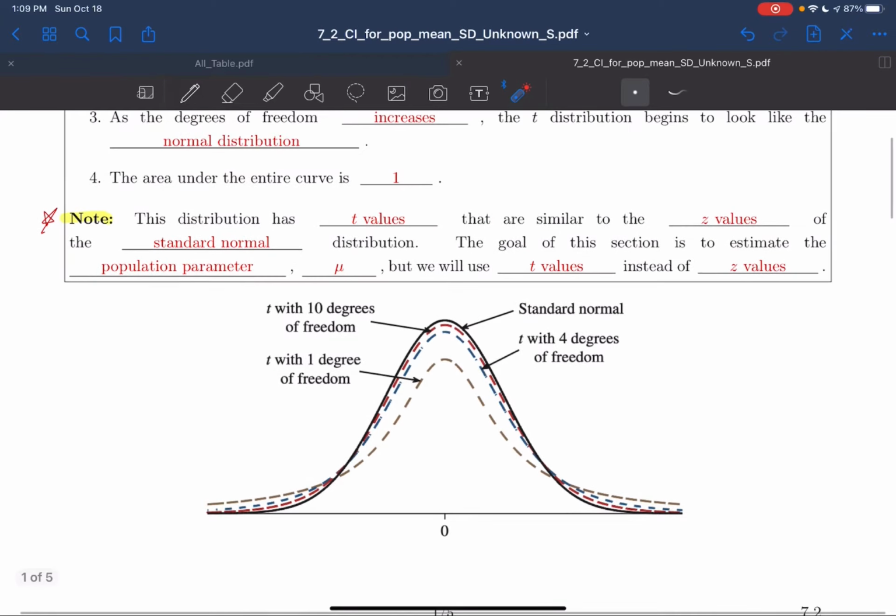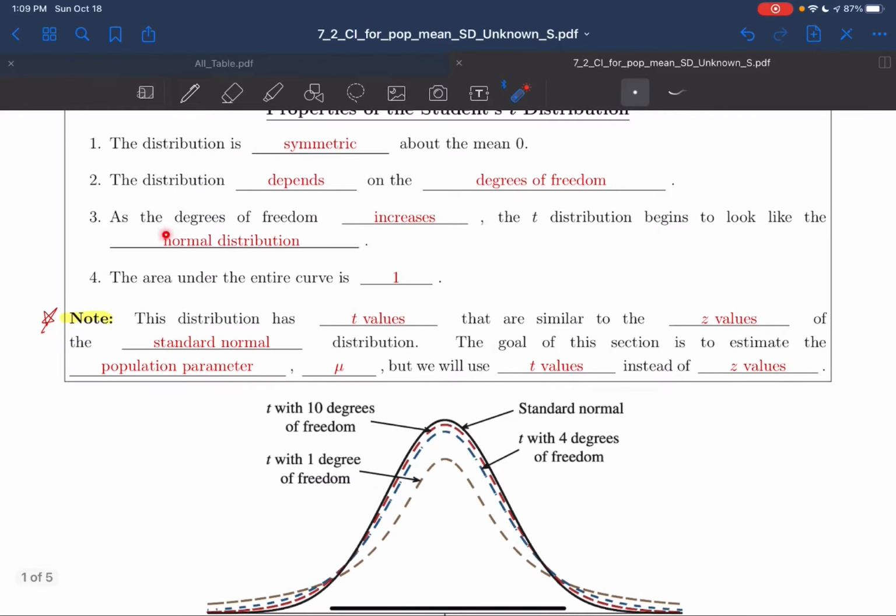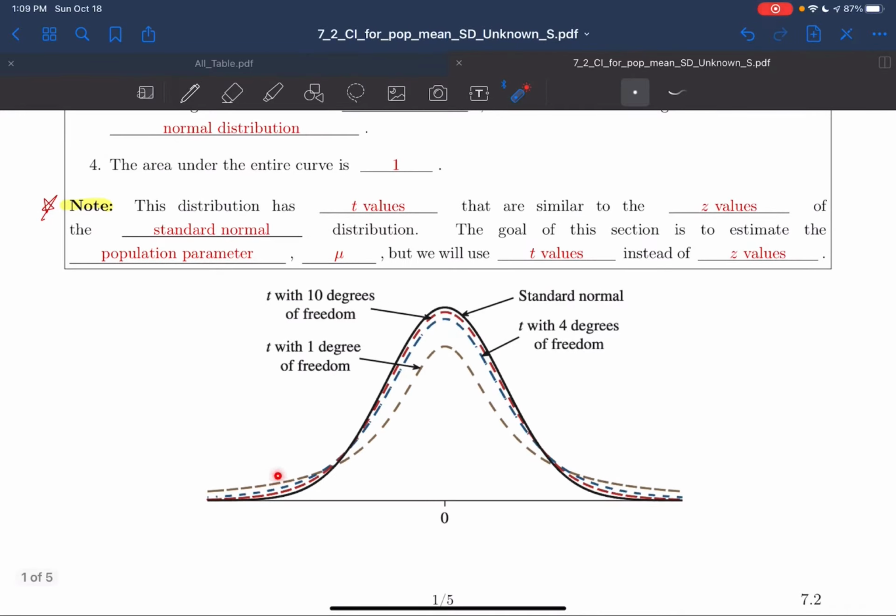I put a little picture here to illustrate this. Increasing your degrees of freedom will make the curve begin to look like a normal distribution. This line here has 1 degree of freedom, and the black line is your standard normal curve. Notice that as the degrees of freedom increase, you get closer and closer to your standard normal curve. That's the idea here.